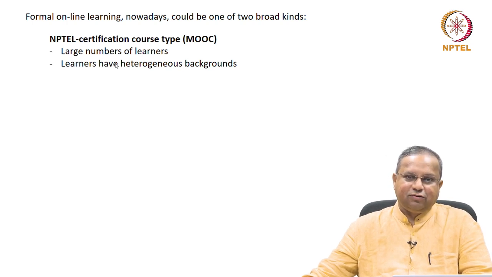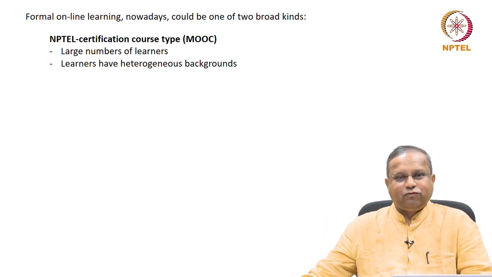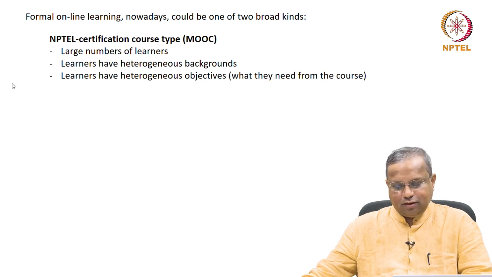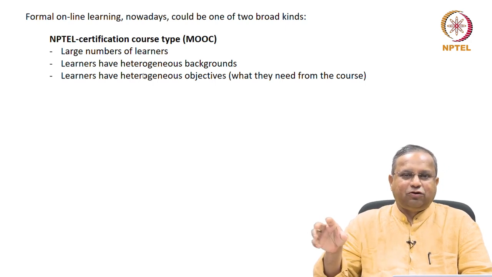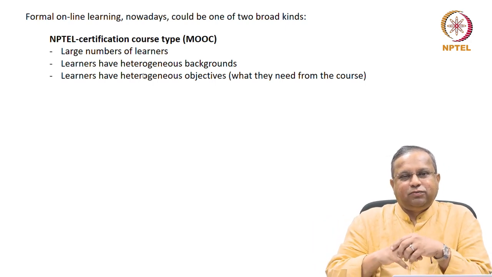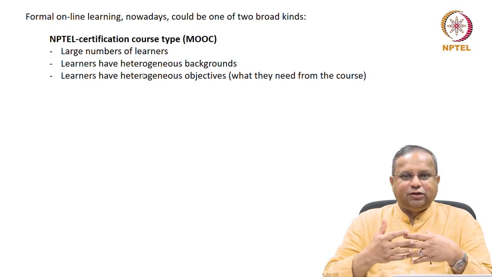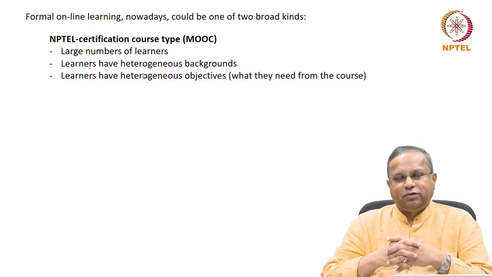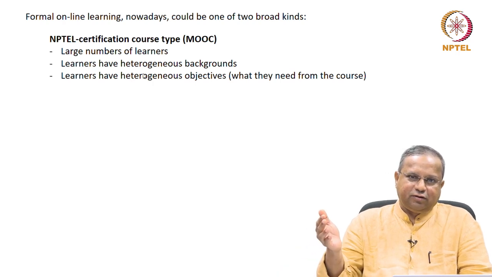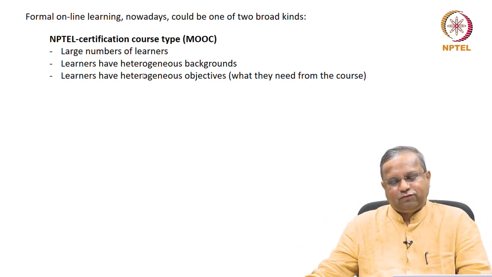Learners have heterogeneous backgrounds. They could come from various different backgrounds. The motivation for taking the course could be different amongst them. Learners have heterogeneous objectives. What they need from the course could be very different. For example, some of you might want to pick up an aspect of a course or a topic with which you are not very comfortable. Some of you might want to review, some of you might want to learn afresh and so on and so forth. So there's a wide range of objectives, and all that is perfectly fine. Therefore, some learners would come and just pick up that and go forward. They would not want to look at the entire course.